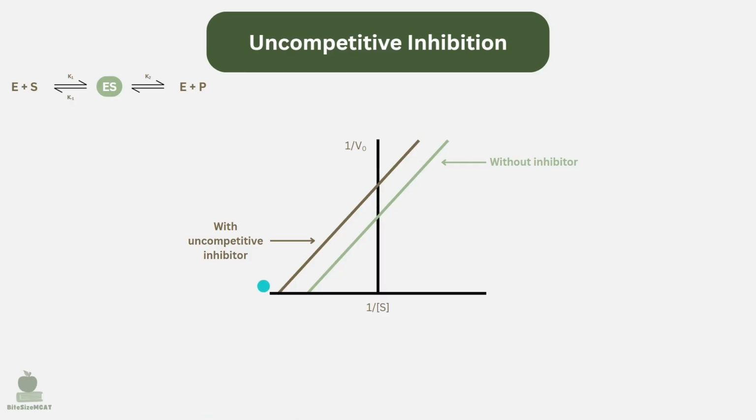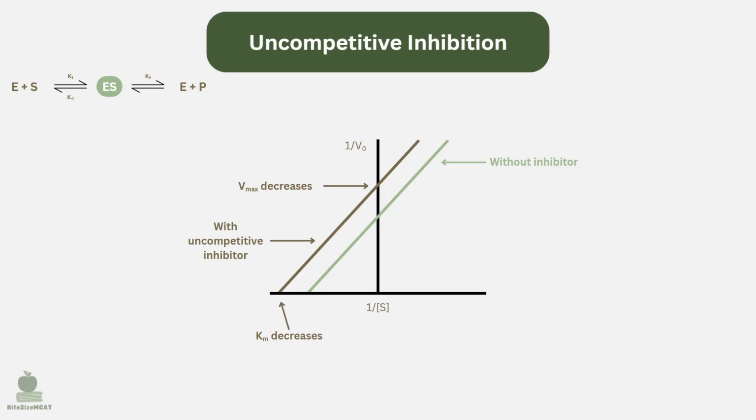We see this special parallel line pattern, and this is because both Vmax and Km decrease. Vmax decreases because the inhibitor binding to the ES complex creates this inactive complex. This means that fewer enzyme substrate complexes are capable of reacting, reducing the effective concentration of enzymes.